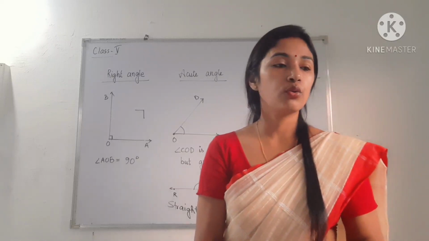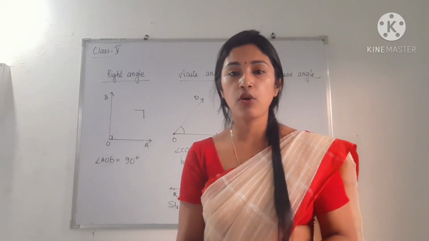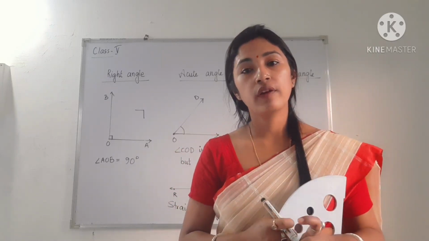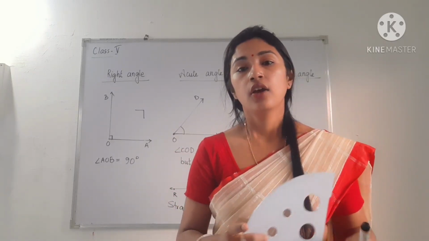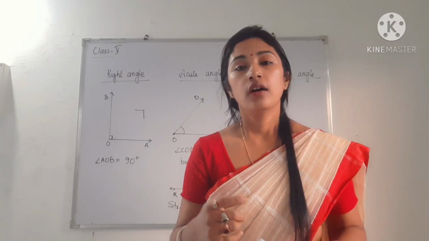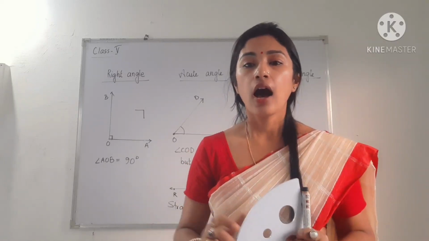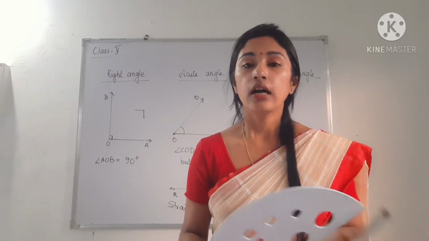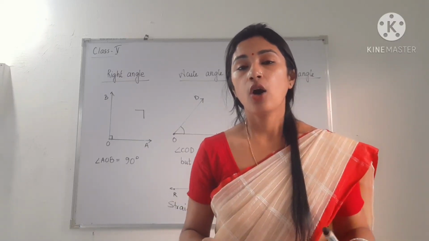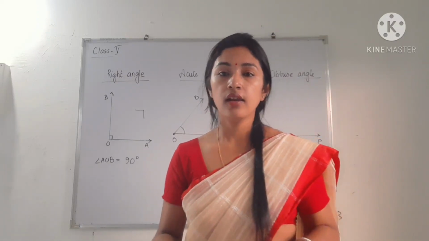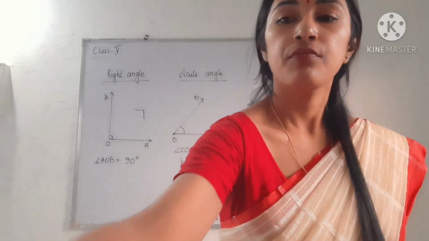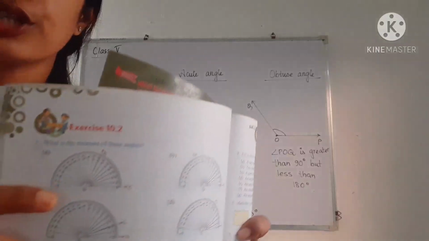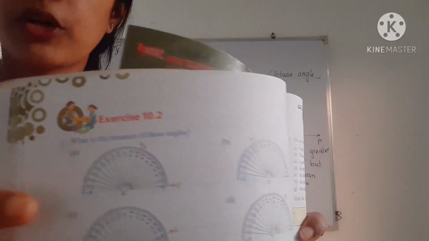So students, try to do the next exercise, that is 10.2. You can see in 10.2, in question number 1, a protractor is already given, and the arms are already drawn there. You just have to see and count how many degrees each angle measures. So see in exercise 10.2, question number 1A, the protractor is given.